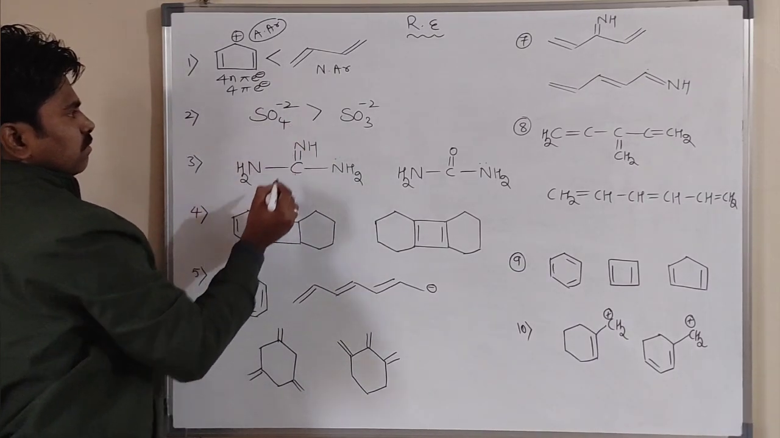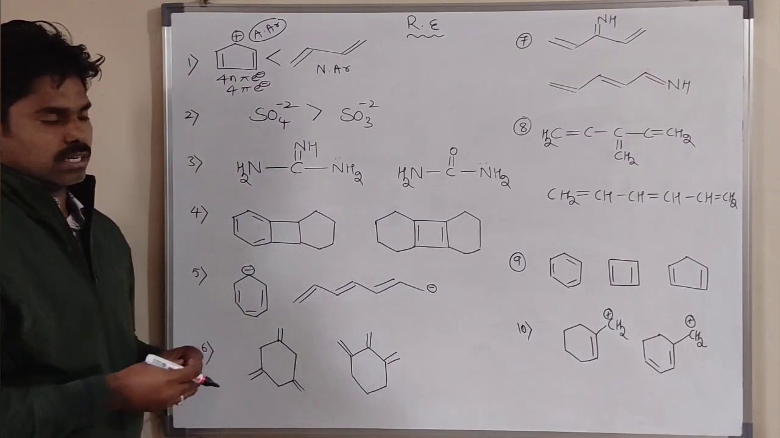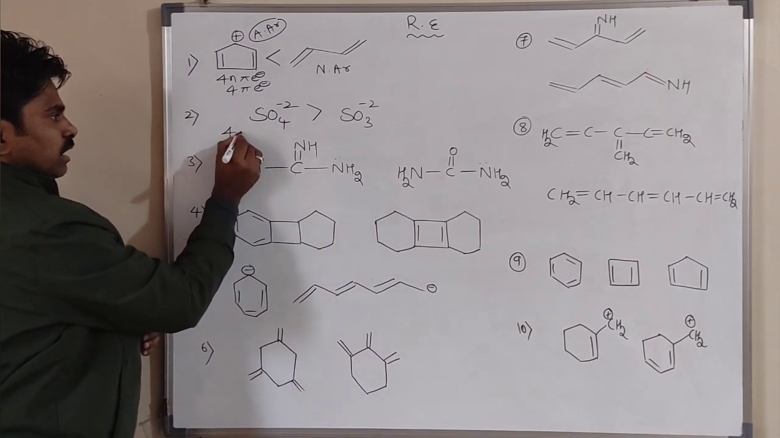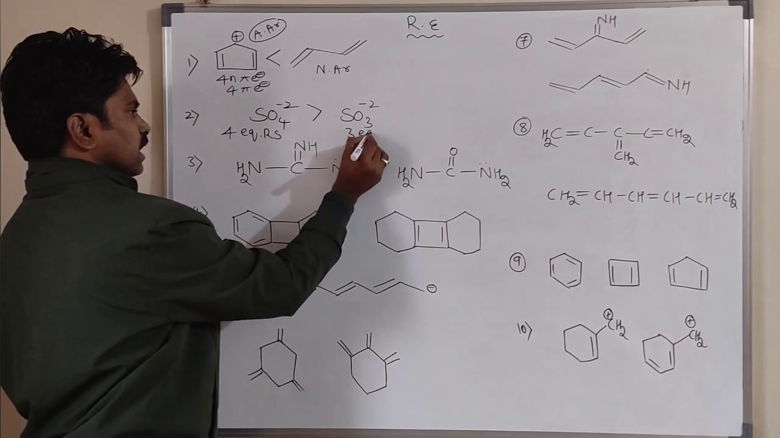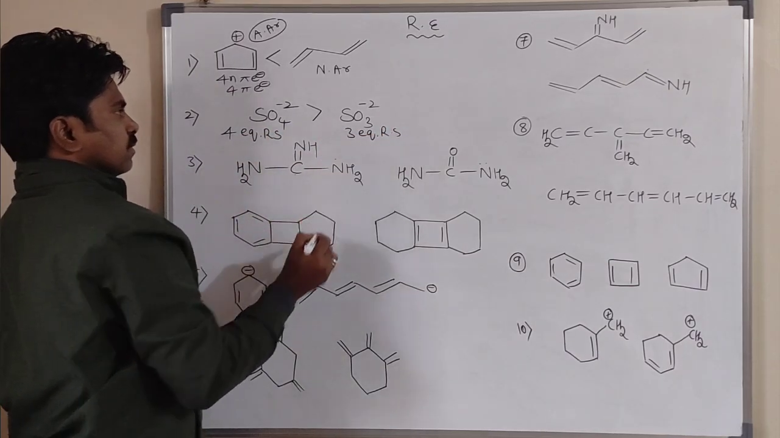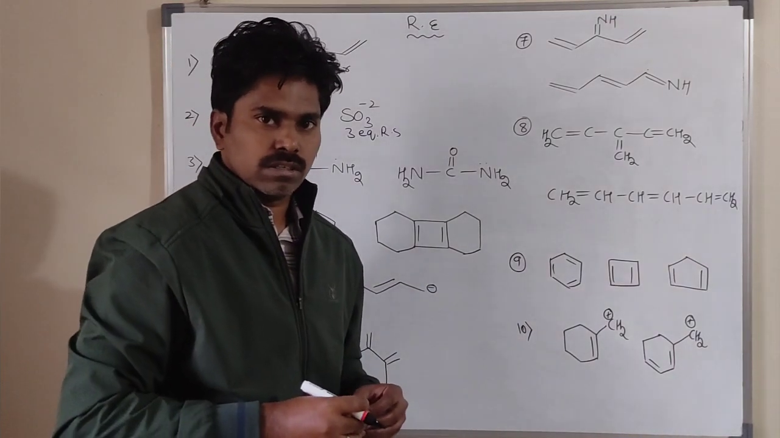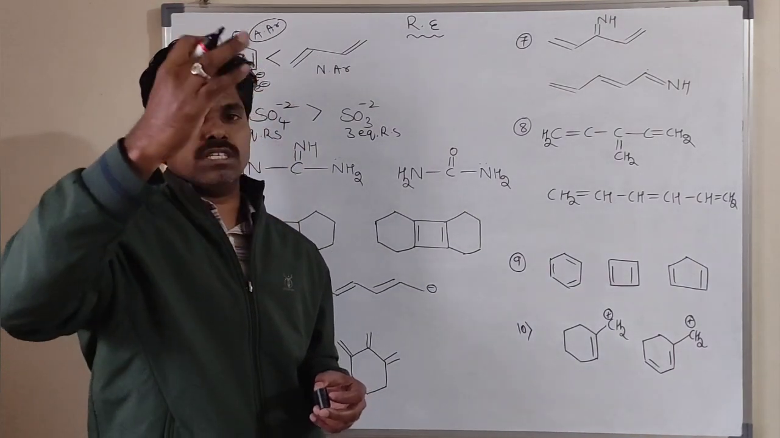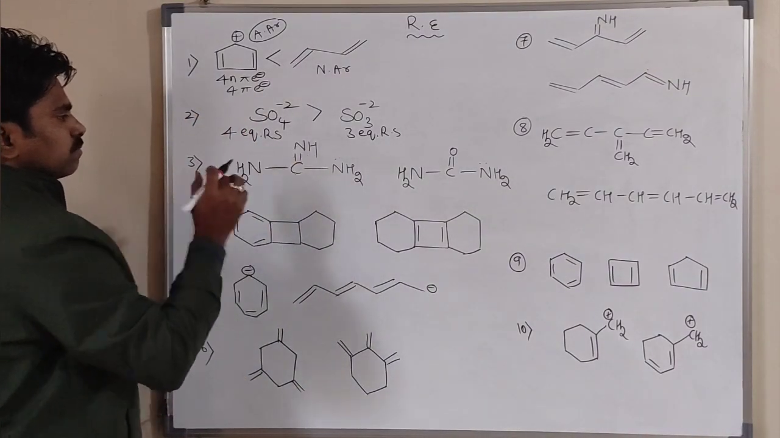Obviously the first is greater than the second, because here there are 4 oxygens and we get 4 equivalent resonating structures, but in this case we get 3 equivalent resonating structures. So as the number of equivalent resonating structures increases, the resonance energy will automatically increase. And come to the third question.